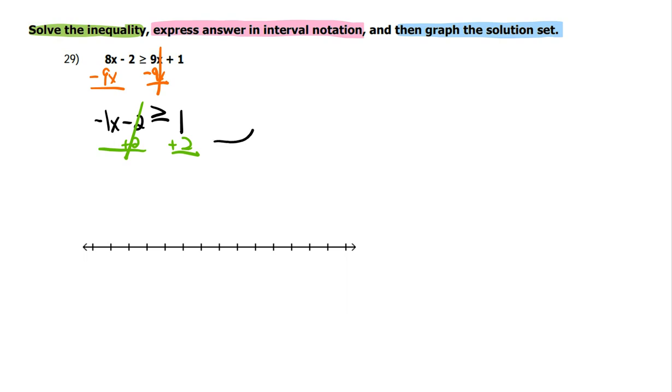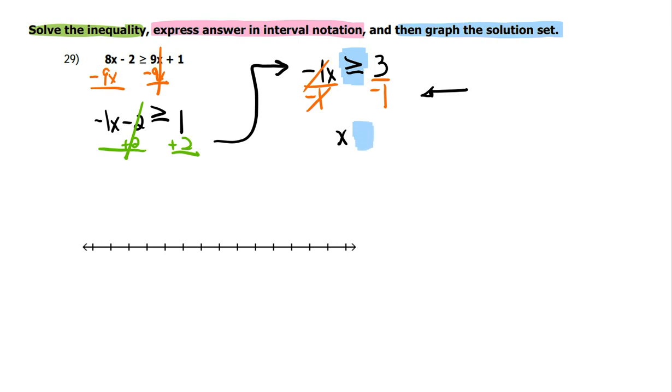I'm kind of running out of room here and I don't want to get in the way of my number line. So I'll have a negative 1x is greater than or equal to 3. And then the last step is to divide off the negative 1. A negative 1 over a negative 1 cancels to be a positive 1x. But you have to remember, right here, when you divide by a negative number, your inequality, which was greater than or equal to, has to reverse to less than or equal to. And 3 divided by negative 1 is a negative 3.